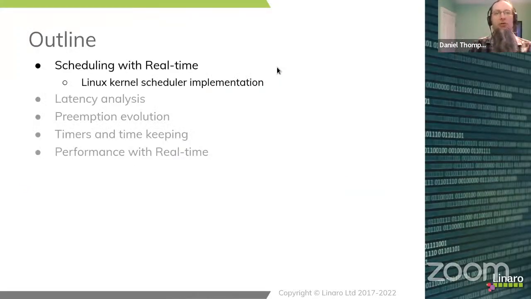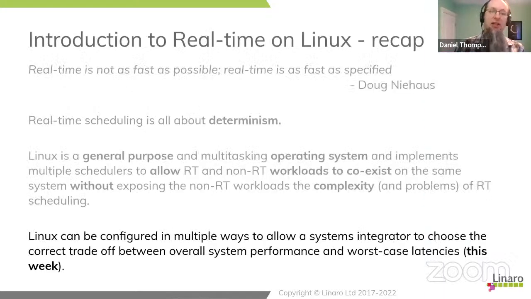Okay, so we're going to look at the various Linux schedulers, including the real-time schedulers. As we kind of promised last week, we're going to look inside the kernel. So this is the same slide that I put up last week, introducing the whole idea that real-time is as fast as possible. No, it's not as fast as possible, it's as fast as specified. And the section in black is what we're covering this week, the different ways you can tweak the kernel to trade off between system performance and worst case latencies.